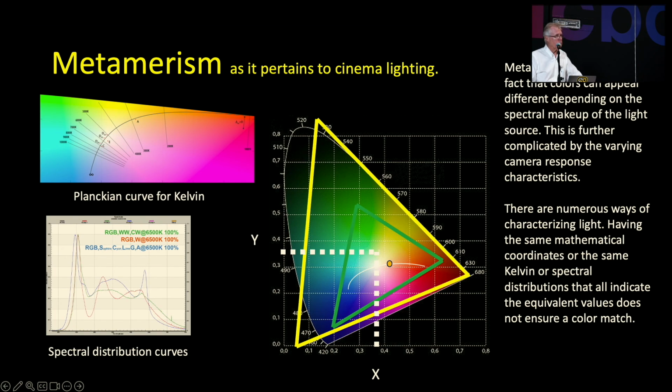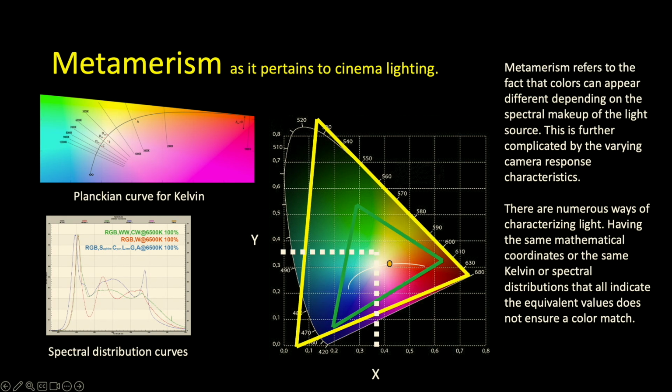Another term that you may hear quite often, it's pronounced different ways: metamerism. Potato, potato, tomato, tomato. Again, as it pertains to cinema lighting. Metamerism, that's how I call it, refers to the fact that colors can appear different depending on the spectral makeup of the light source, which is further complicated by the varying camera response characteristics. So again, we build complexity on complexity. There are no easy answers or easy solutions to a lot of the challenges that we have, but understanding where the challenge lies maybe helps us better direct how we approach it in the first place.